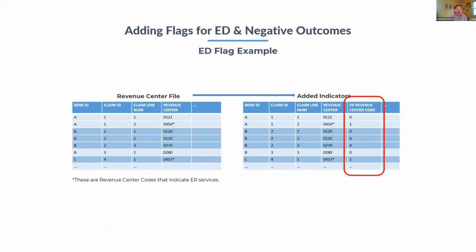Here's an example. This is an ED flag example. At this point, anything that needs an indicator, I'm creating an indicator for it. On the left-hand side, we have a fake revenue center file, and I put a little star next to the revenue center codes that indicate ER services. And in the table to the right, you'll see I have another column, and that column has a 1 anytime there's a revenue center that has an ER revenue center code in it. So imagine I did this for all of the ER revenue center codes and for the negative outcomes.